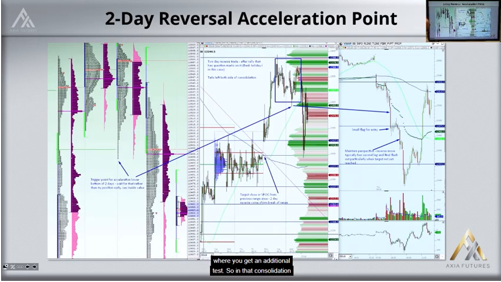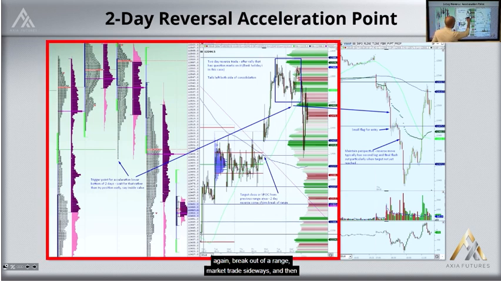So in that consolidation phase, what gives you an even cleaner acceleration point is when you get a test within the consolidation. So the consolidation occurs here. You have this charge move up. So again, break out of a range, market trades sideways, and then you get this rip towards the upside, a kind of double distribution. So participants are now going to be looking for the next day of a move.